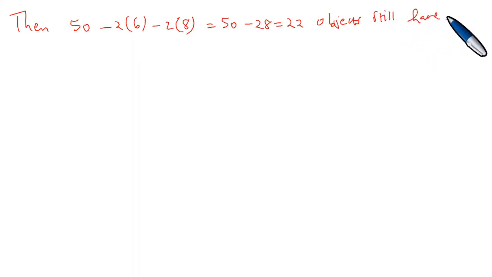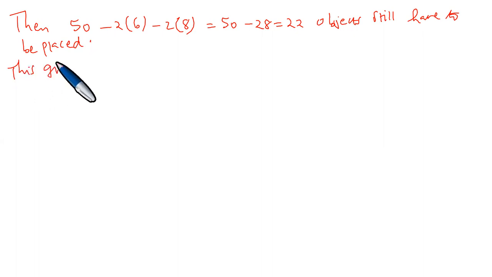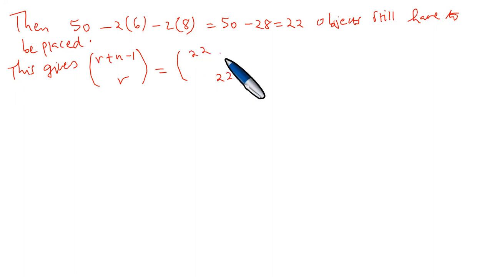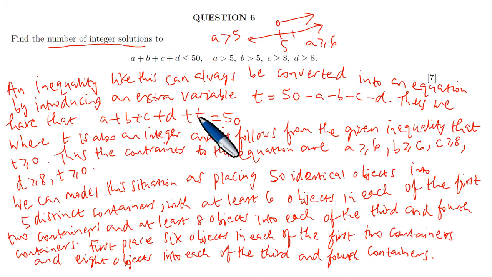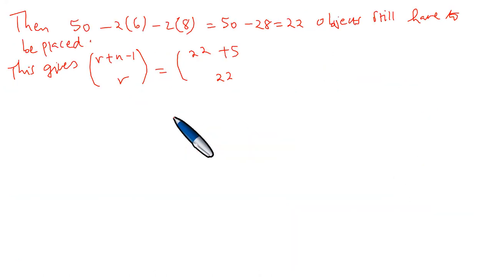Have to be placed. Like we said, it gives us R plus N minus one choose R, so it actually gives us the 22 objects. So we choose 22 plus how many? There are five because it's A, B, C, D, E. So we have five and then minus one.